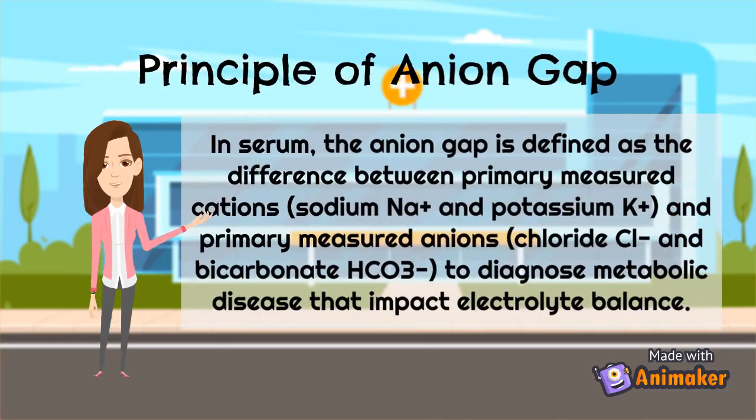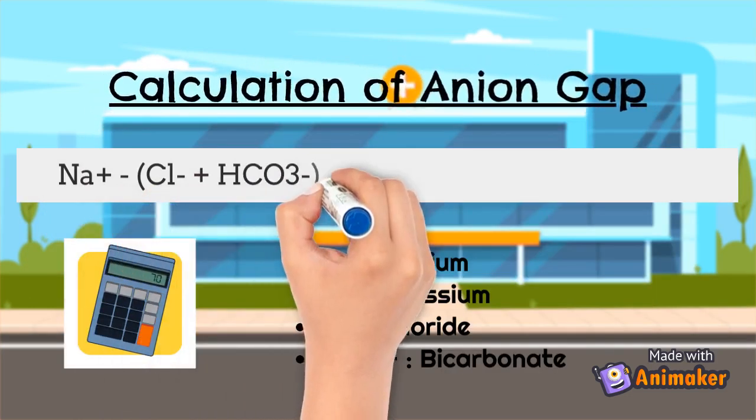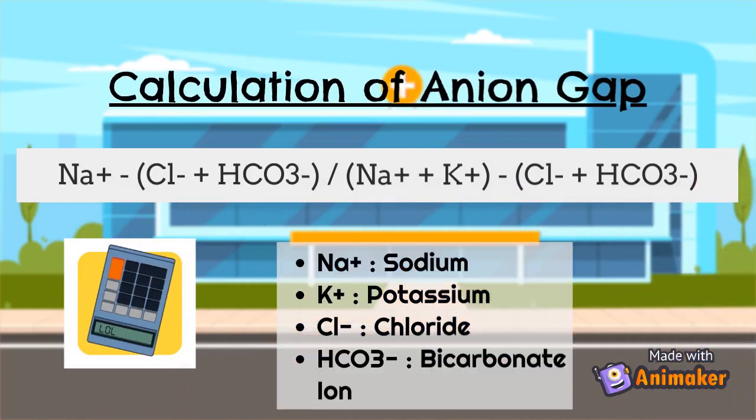Principle of anion gap. In serum, the anion gap is defined as the difference between primary measured cations, sodium and potassium, and primary measured anions, chloride and bicarbonate, to diagnose metabolic diseases that impact electrolyte balance. Anion gap can be calculated by using these two formulas.